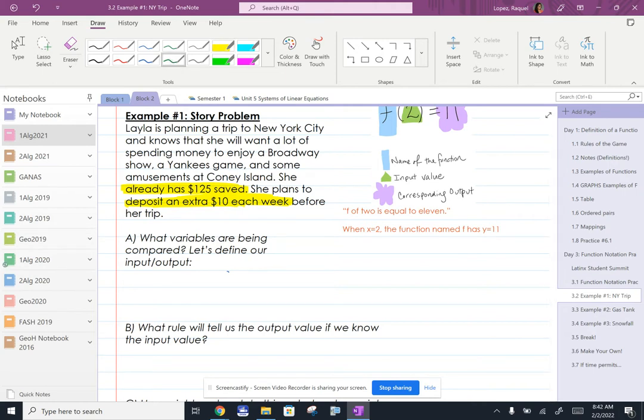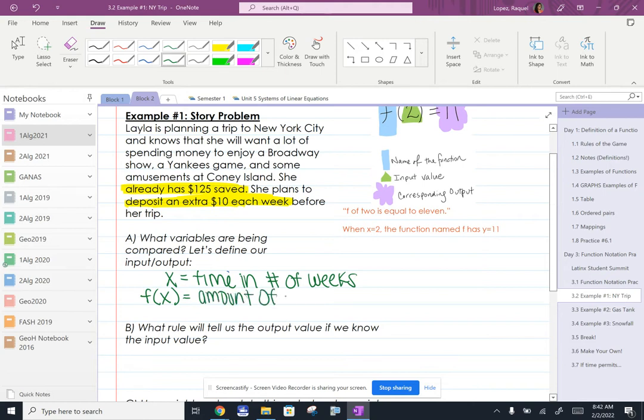So the first part is asking us to define the variables that are being compared. One of the variables that's being compared is time in number of weeks. And then the other variable that's being compared, we're going to call that f of x. We're going to call this function f, the amount of money saved, because the amount of money saved depends on how many weeks have passed.